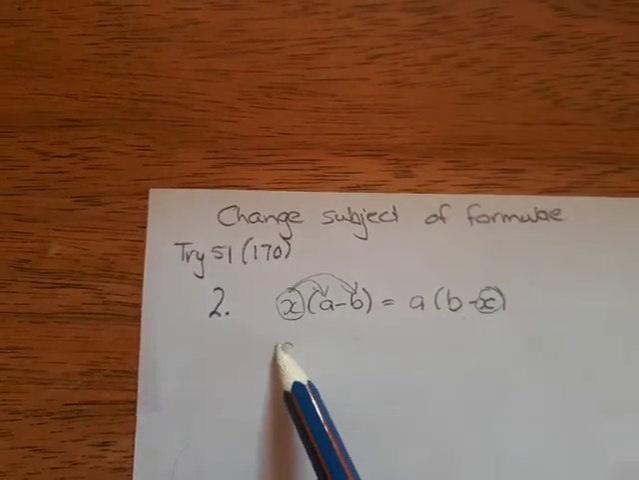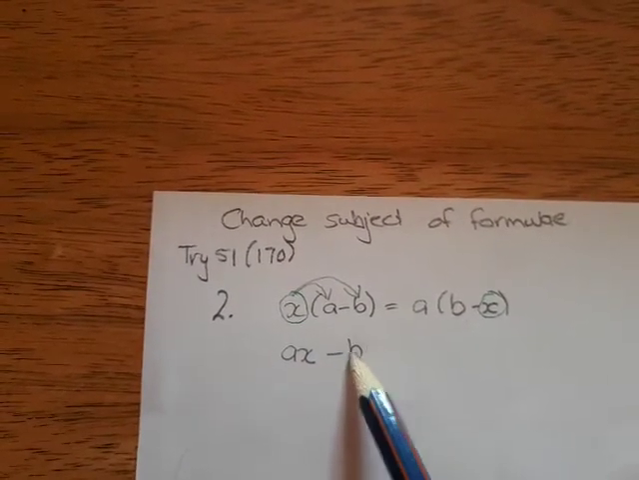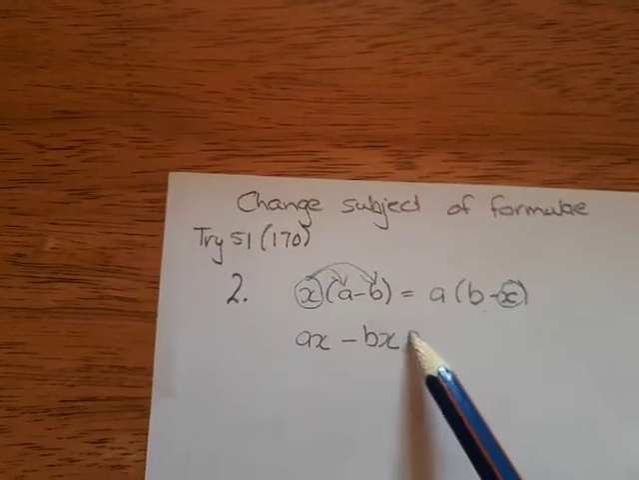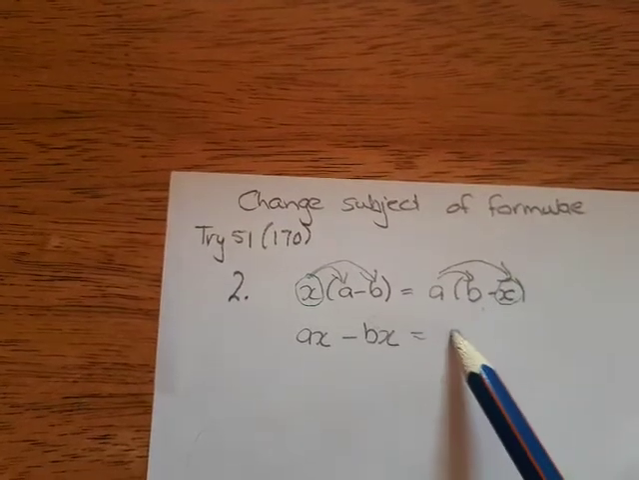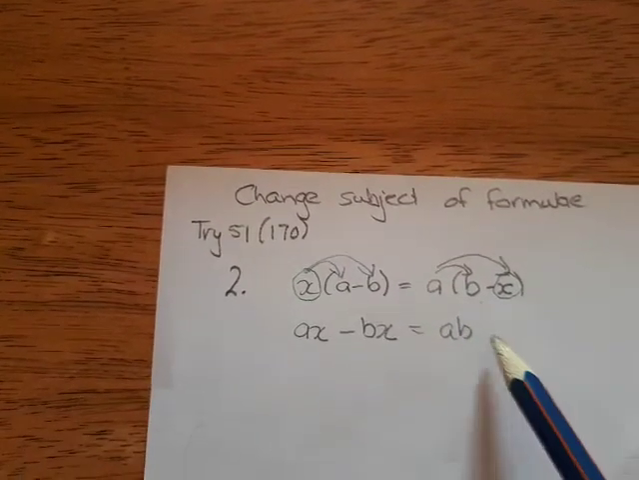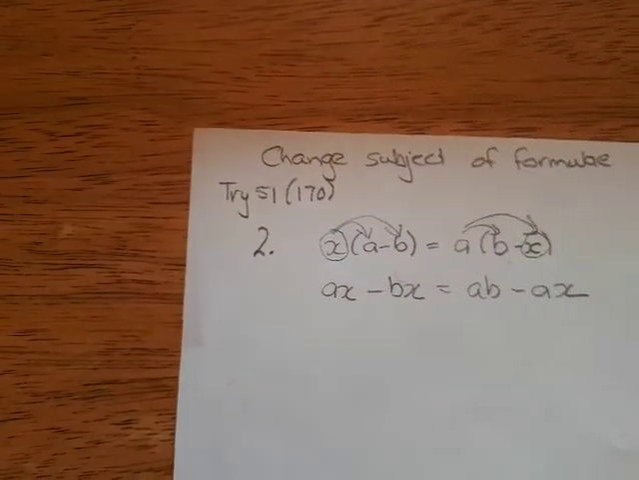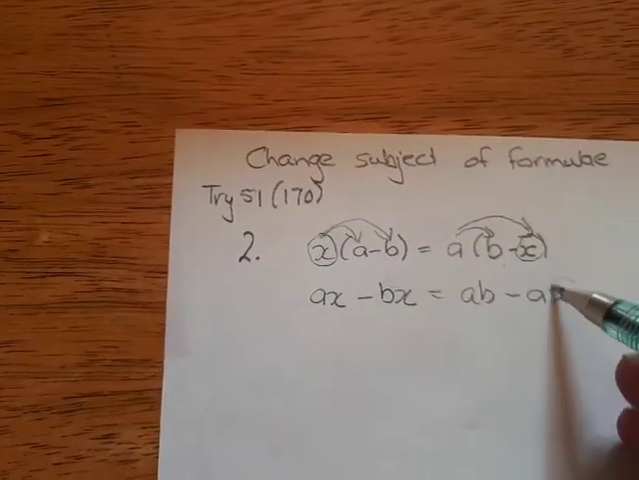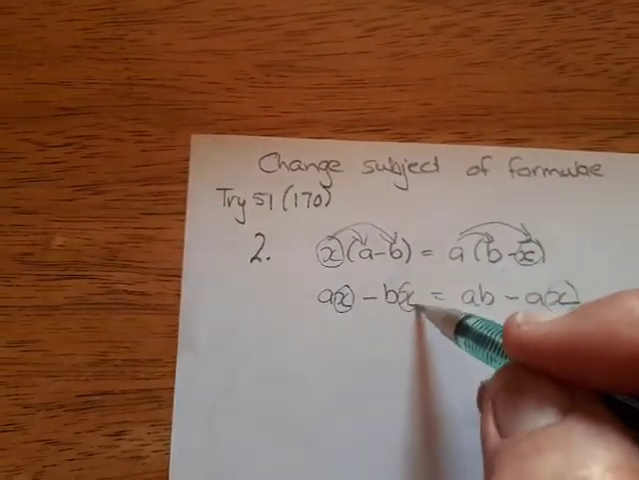So X times A is AX and X times negative B is BX. And I will do exactly the same on the other side. So that gives me AB minus AX. Now I've got only terms, right? Circle your subject again, okay?